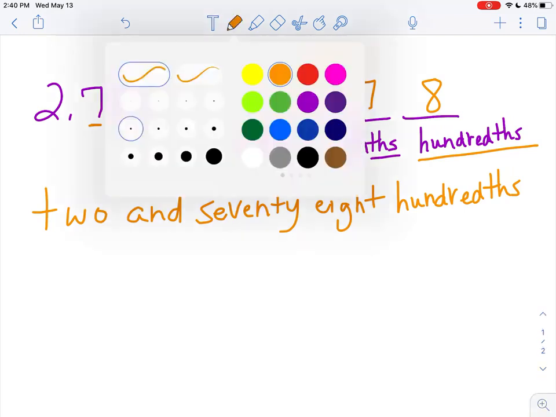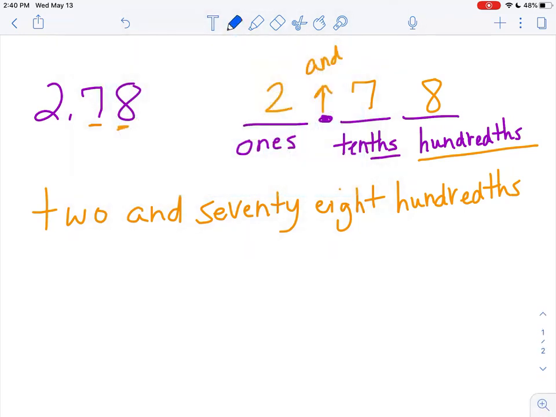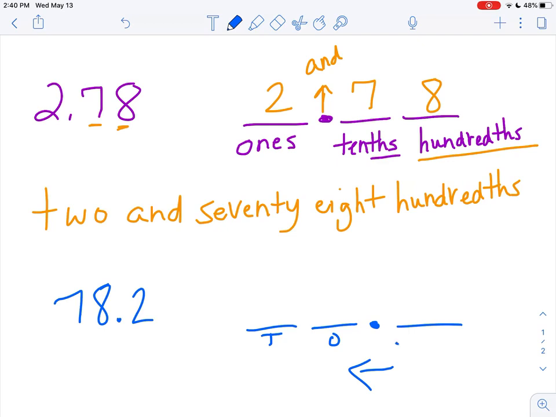I'm going to change colors back. Let's go blue this time. What if I gave you this number? Could you look at that number and try to read it for me? Well, if I get stuck, I'm going to make a place value chart. And remember, what do we know about the numbers to the left of the decimal? The numbers on the left of our decimal are whole numbers. So this is the ones place and this is the tens place. Those are wholes. To the right of our decimal is our parts of the whole.